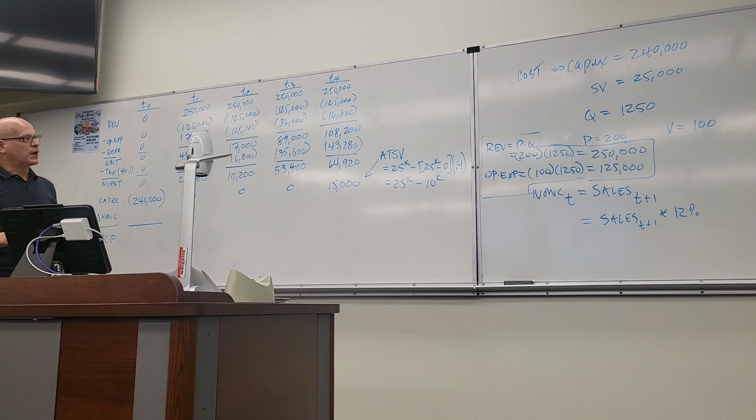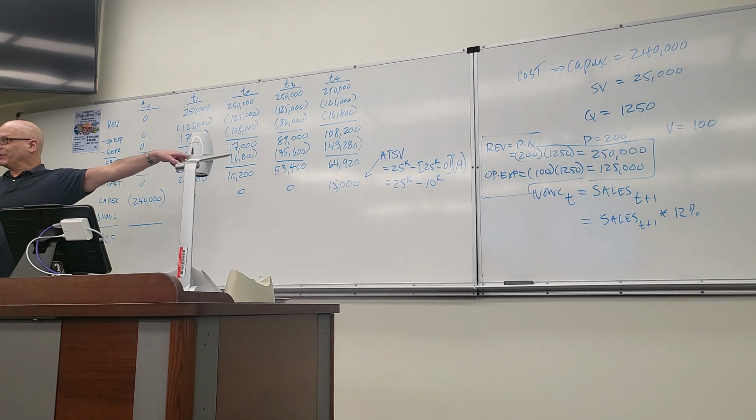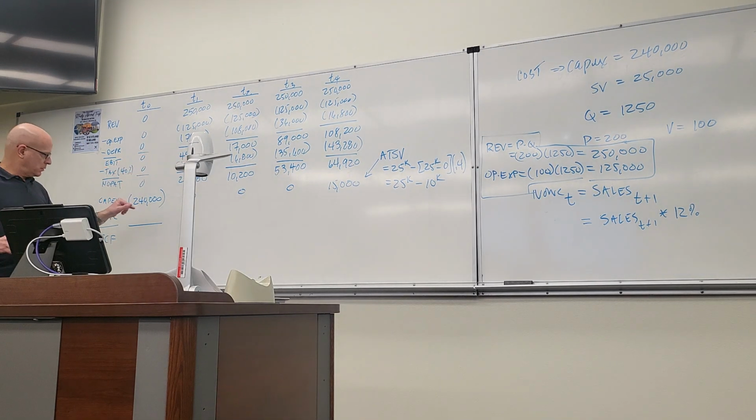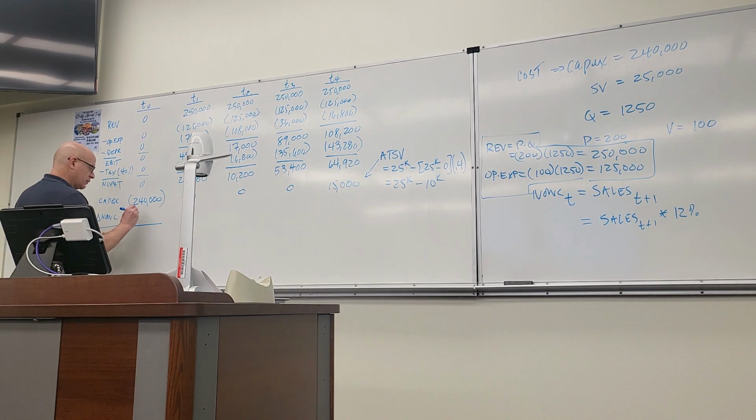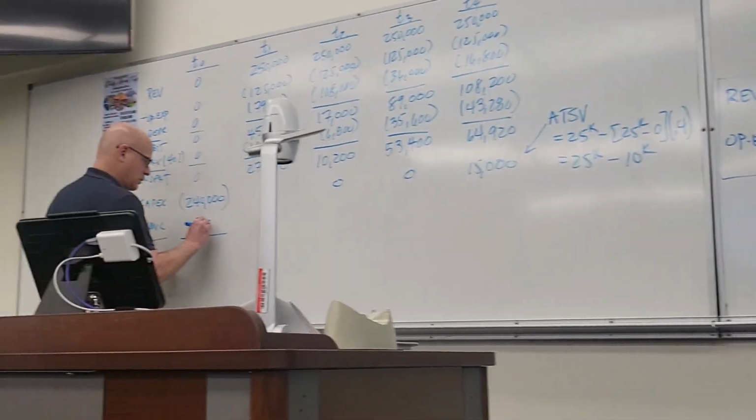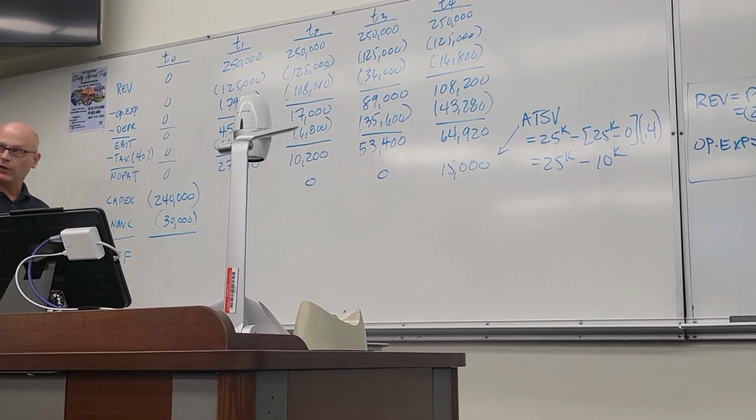Almost there. What do we have to do now? Working capital. What's working capital? Here, 12% of that number there, right? 12% of next year's sales. $250,000 in sales, 12%, what's that going to be? 30,000? That's going to be an outflow as well.